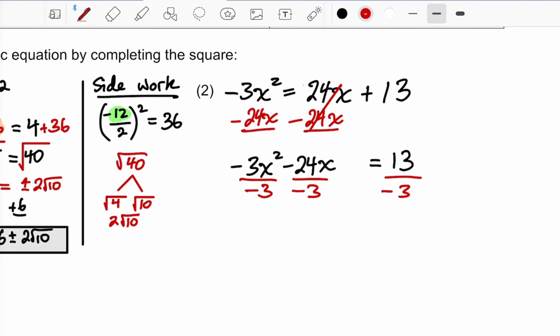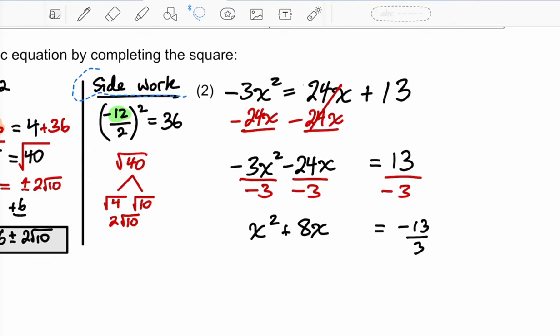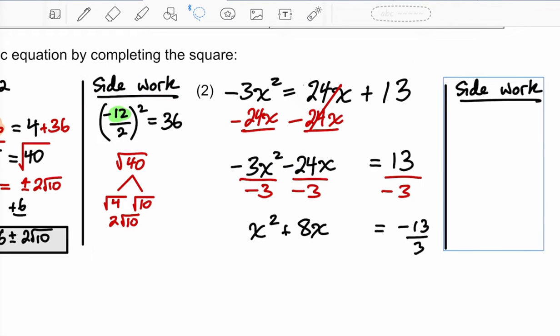All right? So on the left-hand side, I'm going to get x squared plus 8x. I'm still going to leave that gap. This is -13 over 3. So I'll do my side work, taking my b value, cutting it in half, and squaring it.